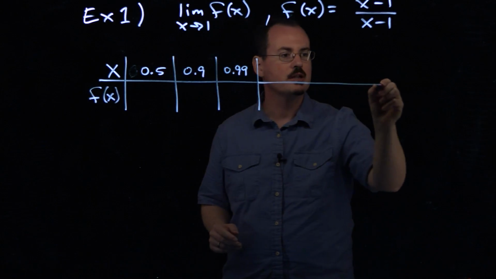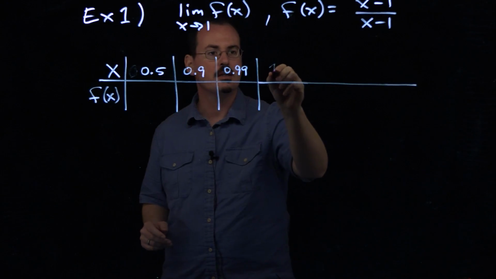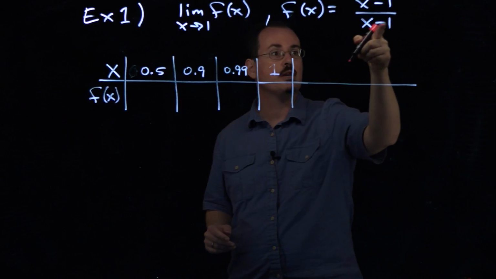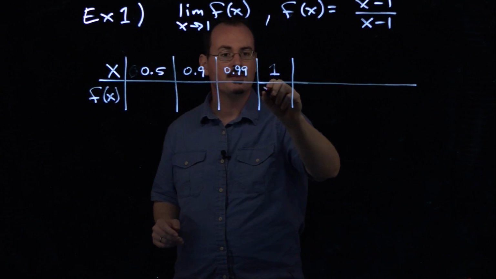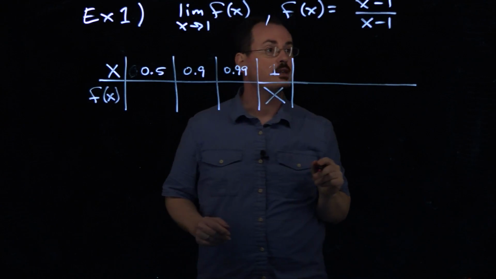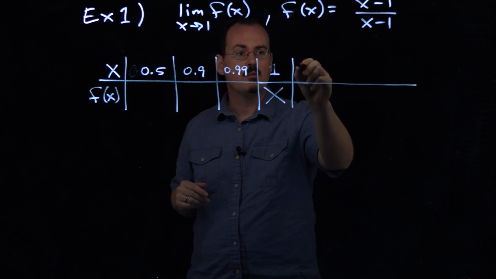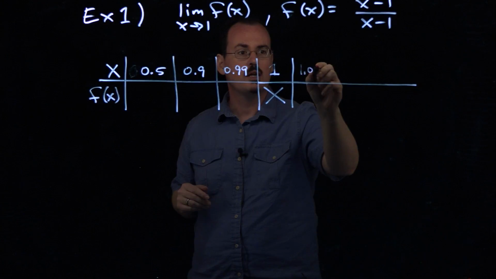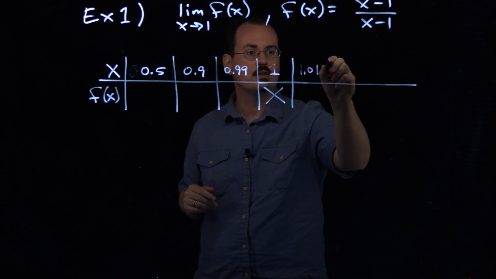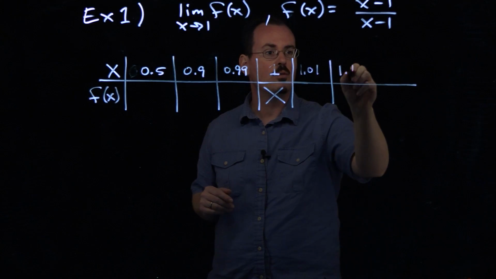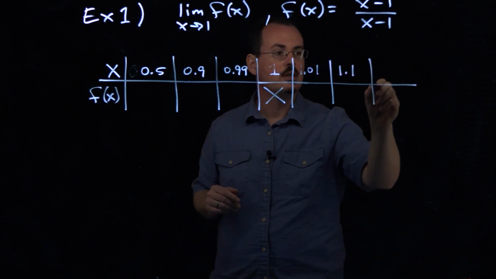And then on the table, we're going to just go ahead and put the number 1 here. But as you see, if you try to actually plug the number 1 into the function, you have this problem of dividing by 0, so there's no output value there. So I'll just put an x. We're also going to go on the other side of 1, so we'll put 1.01. That's kind of close. On the other side, we're going to put 1.1, and we're going to put 1.5.